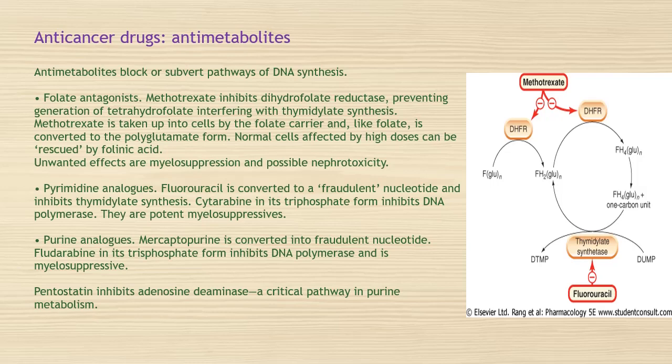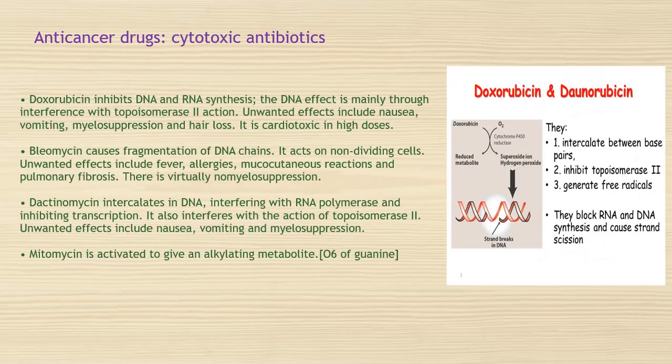Coming to the purine analogs, mercaptopurine is converted into fraudulent nucleotide. Fraudulent means false nucleotide. Fludarabine in its triphosphate form inhibits DNA polymerase. It is a myelosuppressive. And the drug pentostatin also inhibits adenosine deaminase, which is a critical pathway in purine metabolism.